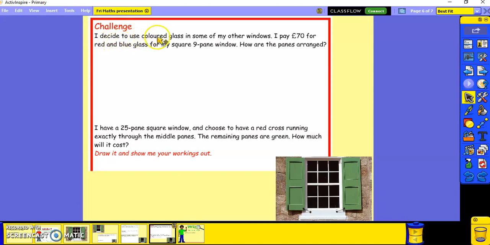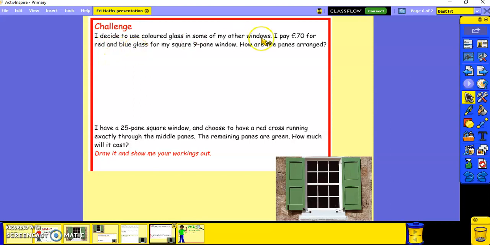I decided to use coloured glass in some of my other windows. So obviously I've had enough of plain glass in my house. I've done one window and now I want to do the others as well. I pay £70 for red and blue glass for my square 9-pane window. So this time we're not using a 12-pane window. We've got a square one that has 9 panes, so you might want to draw that. How are the panes arranged?